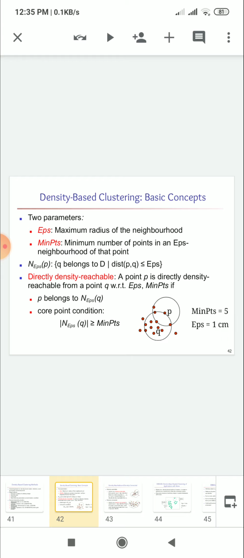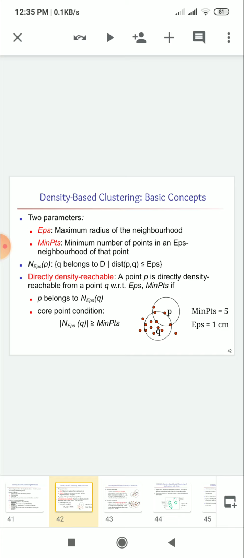Another term is there: what is a core object? An object is a core object if the epsilon neighborhood of the object contains at least minimum points. That is, if there is a point P and we draw a circle with a radius termed epsilon, and within that radius the minimum points are present, then P will become a core object.